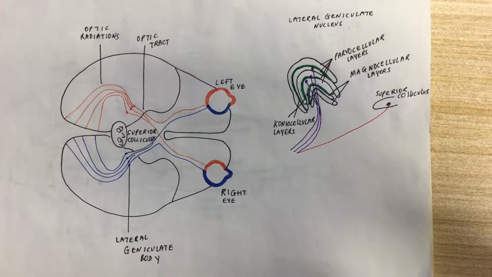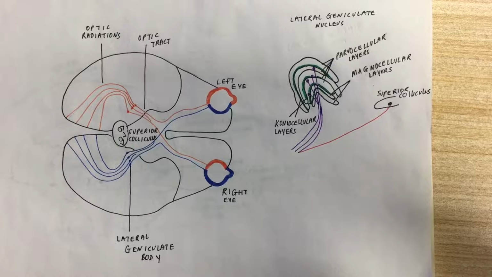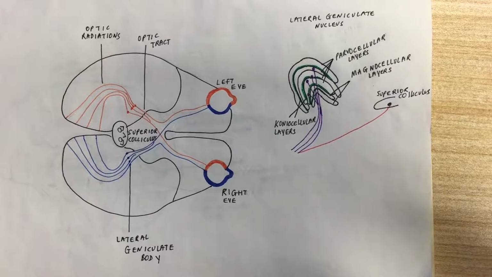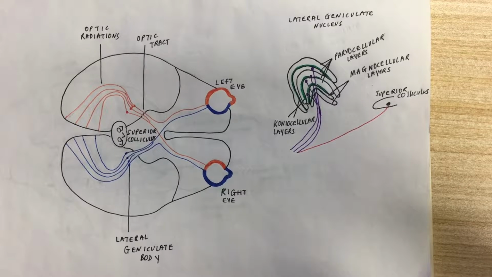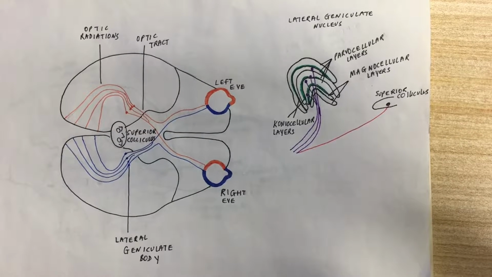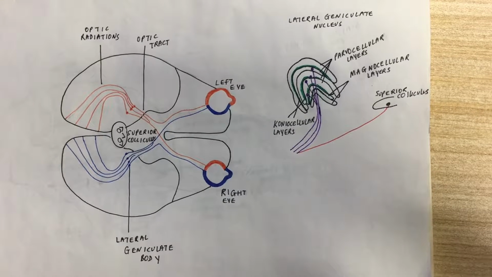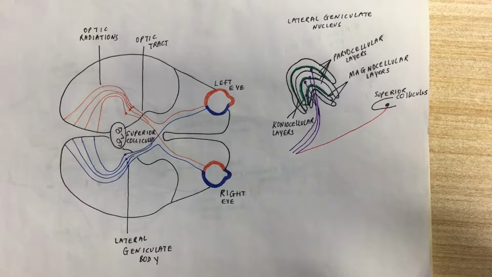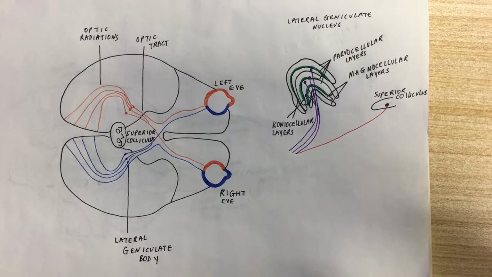Parvocellular cells make up the parvocellular layers of the LGN. They are relatively small compared to M cells and are responsible for the analysis of shape, size and colour, as well as spatial resolution and visual acuity. Meanwhile, magnocellular cells make up the magnocellular layers of the LGN. They are relatively large cells that specialise in the detection of the location, speed and direction of a moving object.